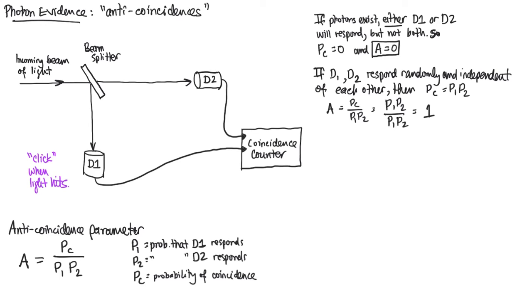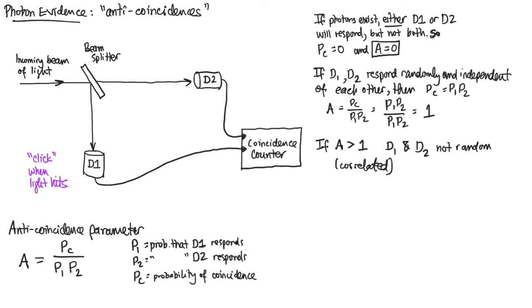Now, what if you did this experiment and you found, just empirically, you went out, did the experiment, and you found that A was bigger than 1. I don't know, maybe it's 2. In that case, what you can infer is that the events are correlated. So detector 1 and detector 2 respond in a way that's correlated. And this could indicate a clustering behavior or a clustering tendency, where detector 1 and 2 tended to tick at the same time more often than not.